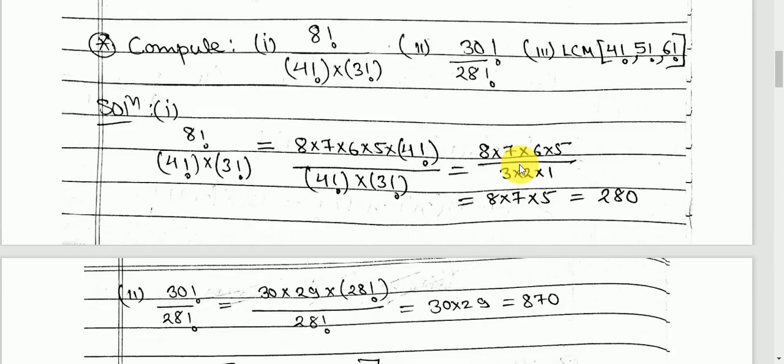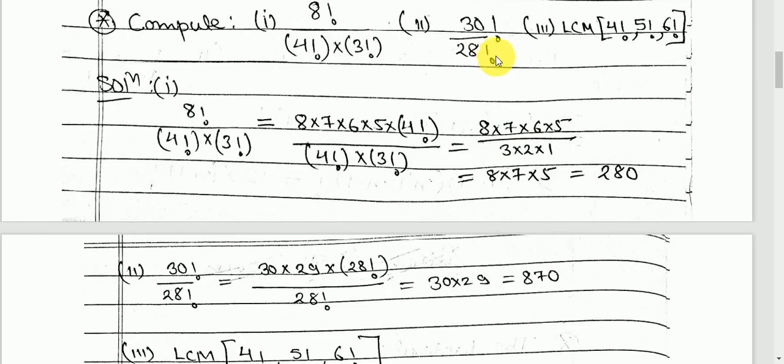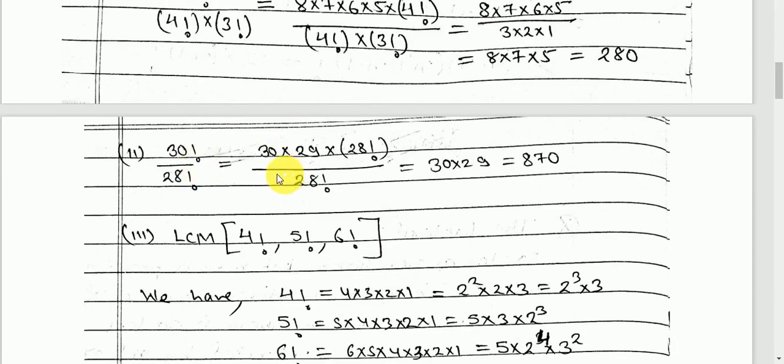Here, factorial 30 upon factorial 28. You write 30 into 29 into factorial 28 upon factorial 28. The factorial 28 cancels, so you're left with 30 into 29, that comes to 870.